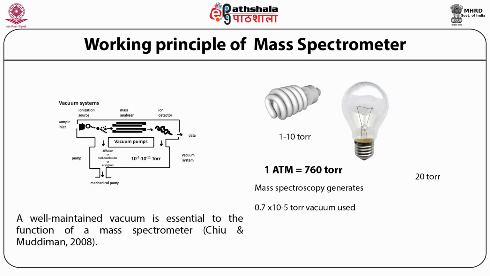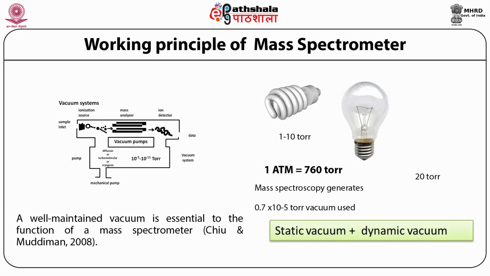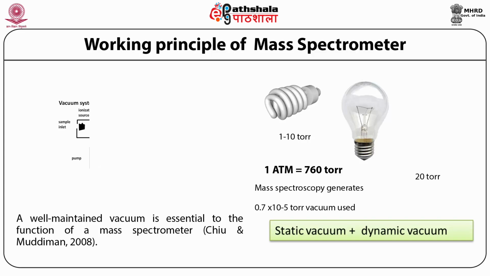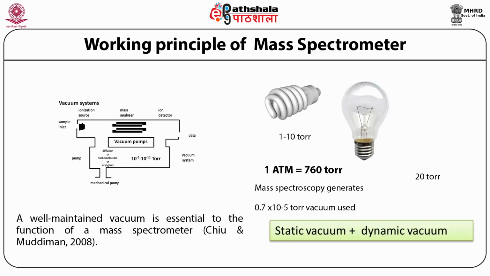This vacuum is achieved by putting two techniques together. One is a static vacuum and the other is a dynamic vacuum. The static vacuum is achieved by a backing pump which works continuously 24/7. It's like a reciprocating vacuum pump, which is oil free, which continuously creates some amount of vacuum. Even when the machine is switched off, this vacuum is essential to keep the condition.